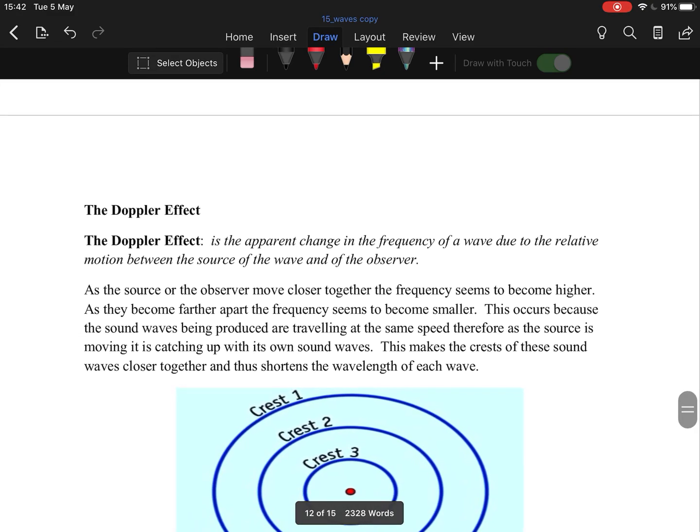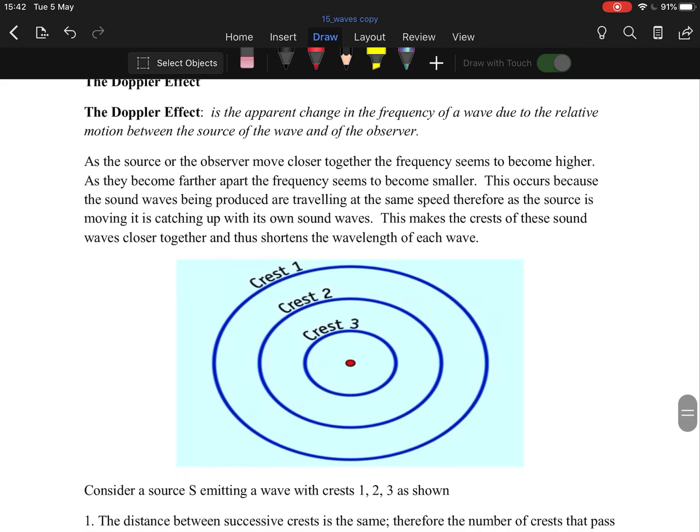So the Doppler effect. This is the big one. This is a nice question to get in the exams. They're fairly straightforward. You should be looking to pick up all the marks in these kind of questions. So what is the Doppler effect exactly? Well, it is the apparent change in frequency of a wave due to the relative motion between the source of the wave and the observer.